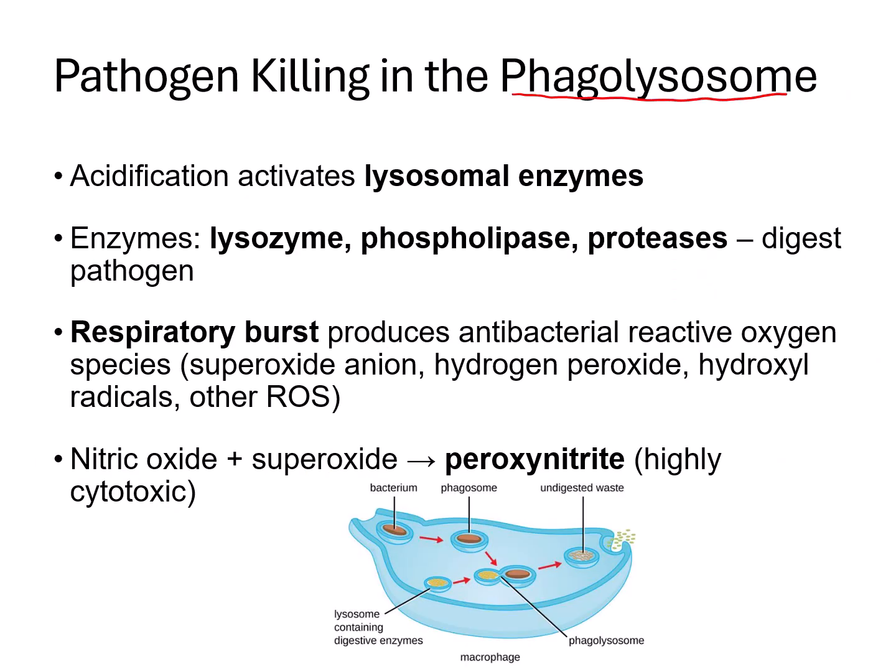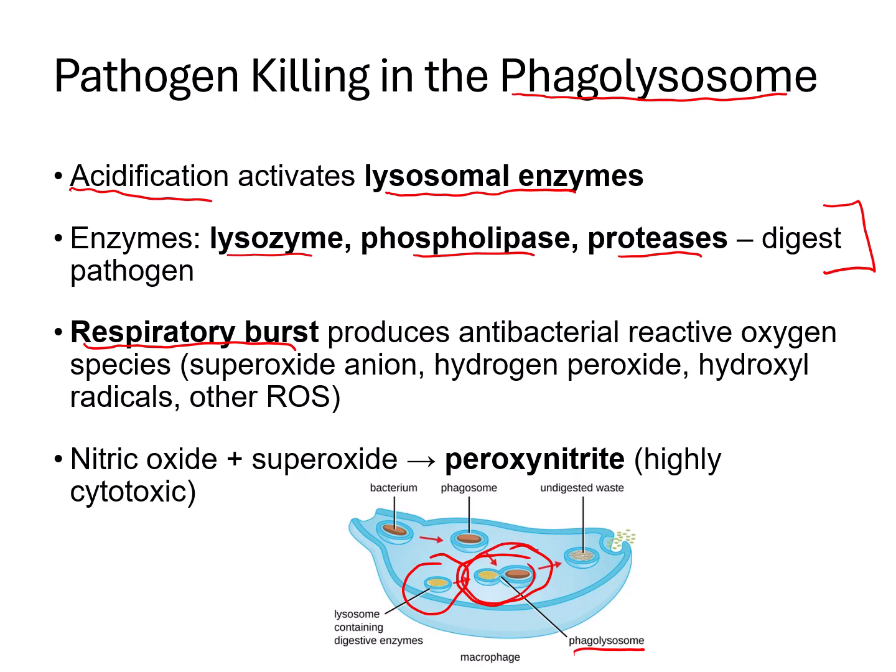Let's now look at pathogen killing within the phagolysosome. This involves multiple mechanisms. We saw acidification earlier. This is going to activate the enzymes within the lysosome. The enzymes include lysozyme, phospholipase, and proteases. All of these are capable of digesting the pathogen. There will also be a reaction called the respiratory burst within this phagolysosome. The phagocyte will produce many antibacterial reactive oxygen species, or ROS, such as superoxide anion or hydrogen peroxide. Many of these we've talked about before.